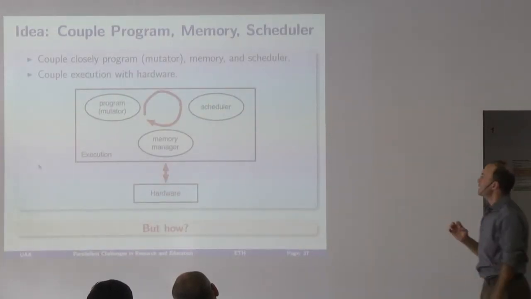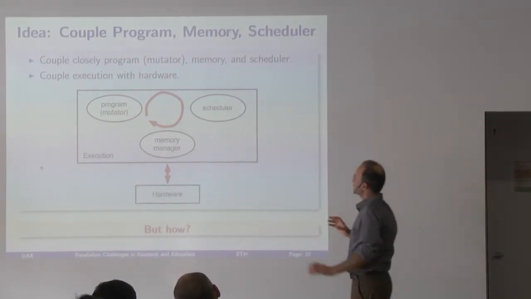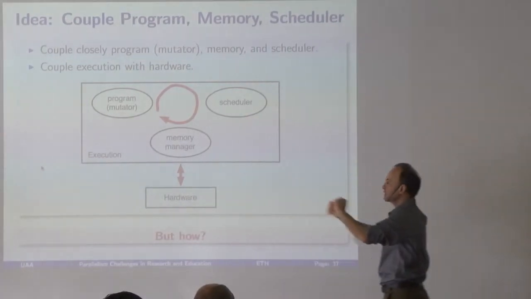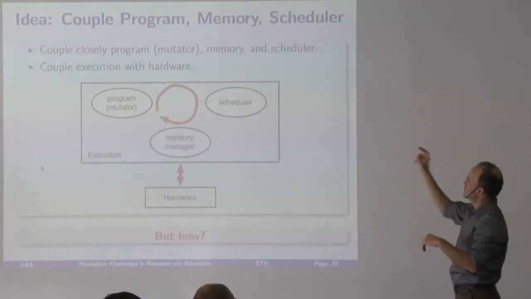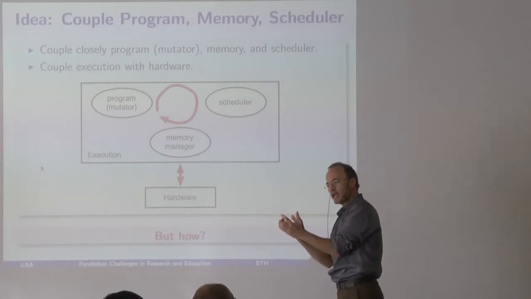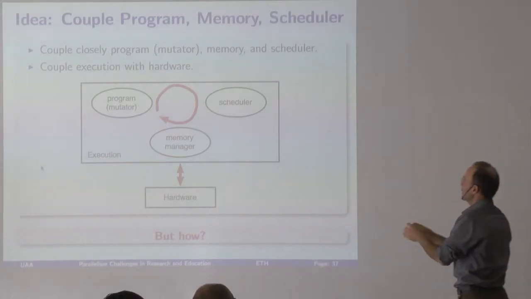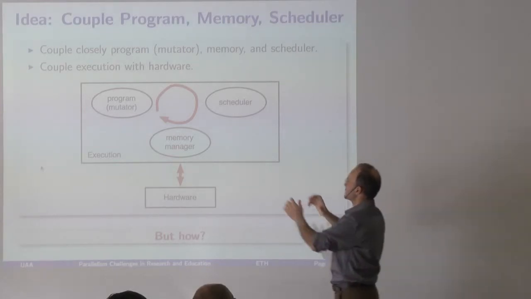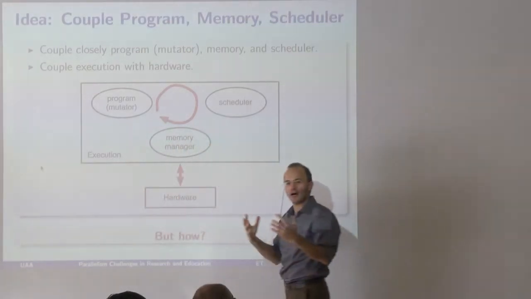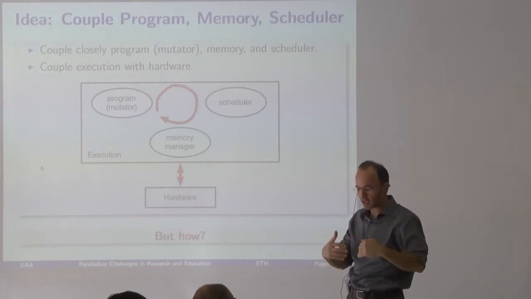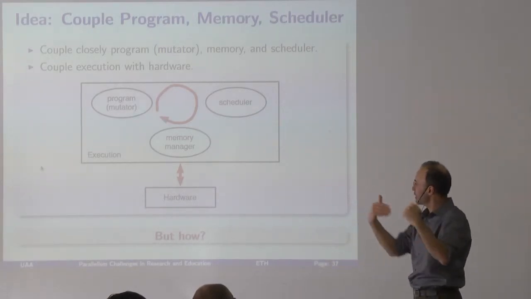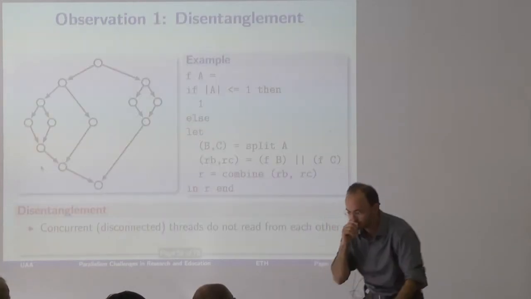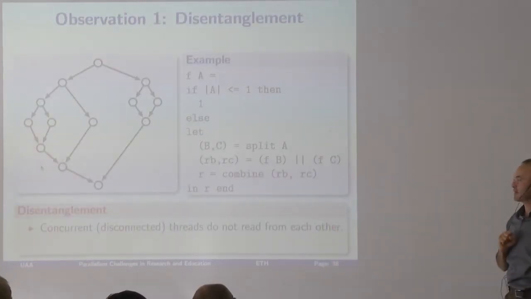So the overall idea here is, in the runtime system, to couple the program, the mutator, so to say in the garbage collection lingo, the scheduler and the memory manager, in such a way that they work to optimize locality and somehow map all of that to the hardware, so that the locality in software is mapped to locality in hardware. Okay? But the question is, how do you do that? So a couple of observations.